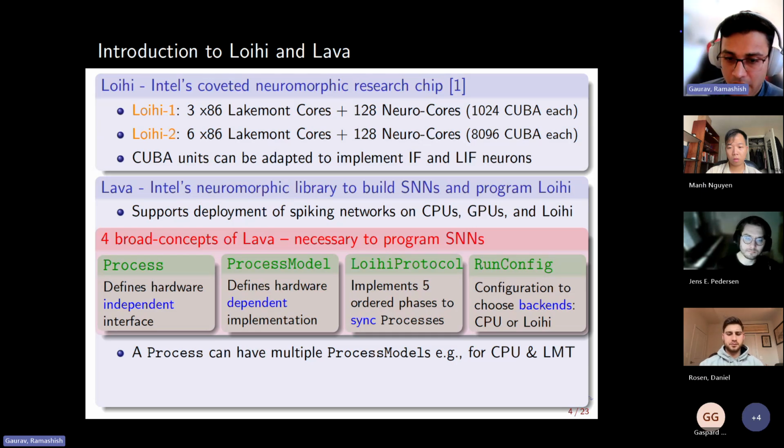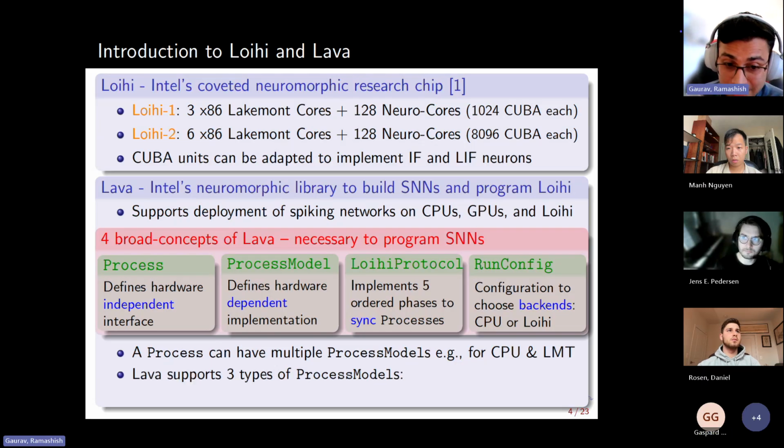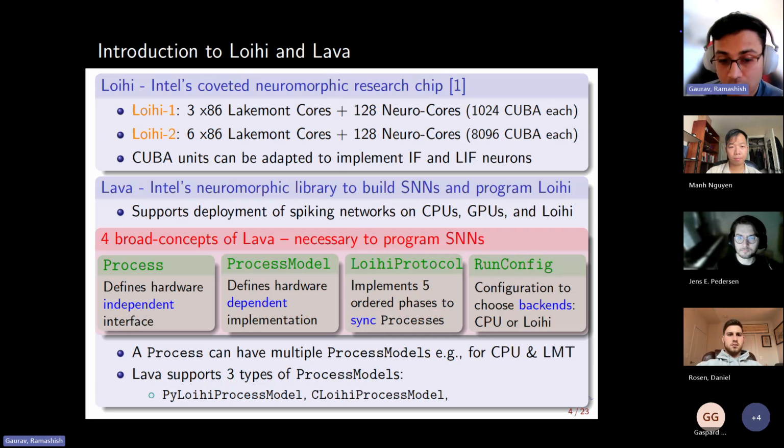For example, one process would have a process model to be deployed on CPU, and the same process would have another process model to be deployed on the Lakemont cores. Lava supports 3 different types of process models. The first is the Pi Loihi process model, which can be deployed on the CPU. Then you have got your C Loihi process model, which can be deployed on the Lakemont cores, and that's exactly what we'll be using in this talk. And you also have got your NC process model, supposed to be deployed on the Neuro cores.